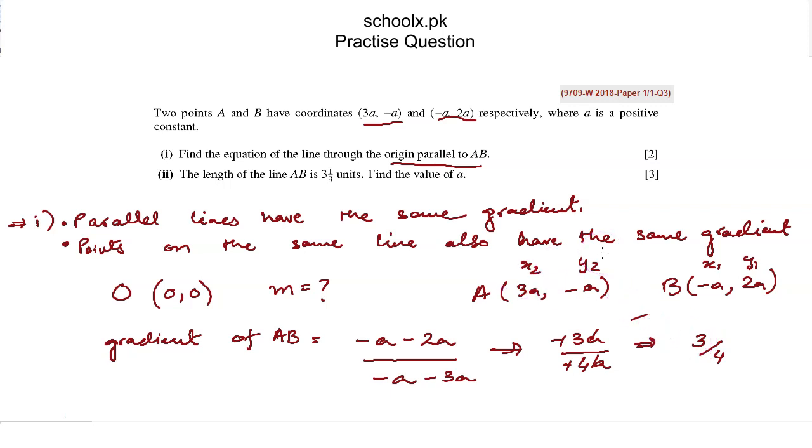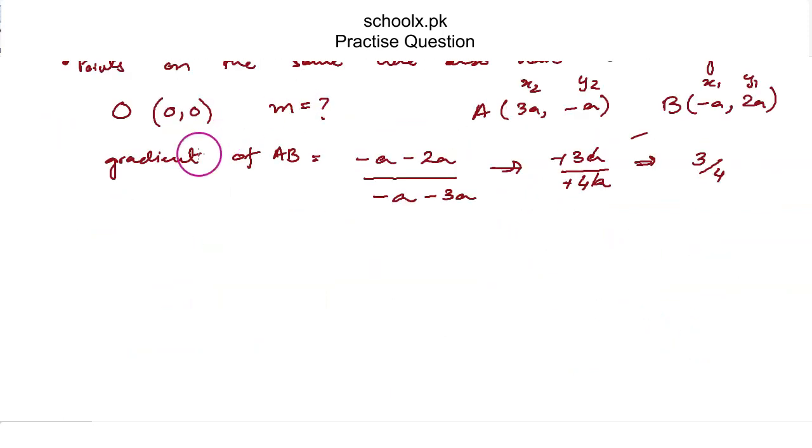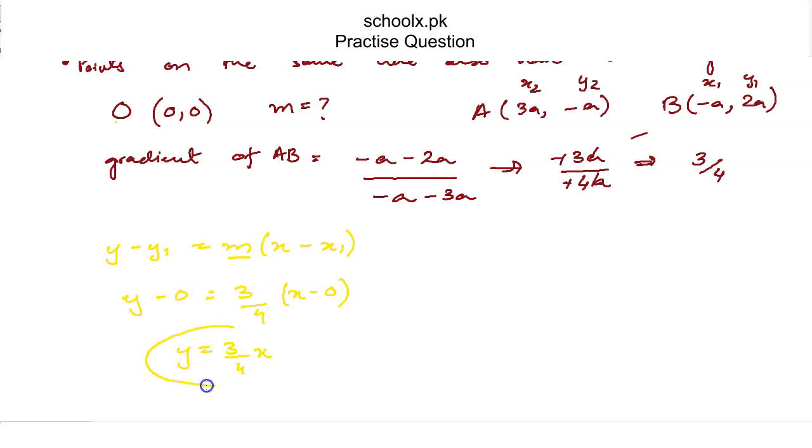Now finding the equation of the line which is passing through the origin. The formula for finding the equation of the line is y minus y1 equals m into x minus x1. The point is the origin and the gradient is 3 by 4. So y minus 0 equals 3 by 4 times x minus 0. So y equals 3 by 4 x. This is the equation of the line which is parallel to AB and passing through the origin.